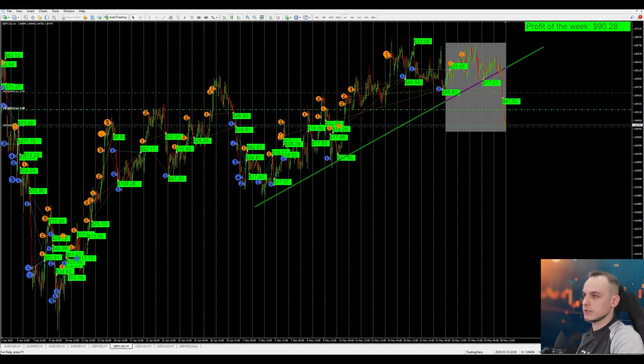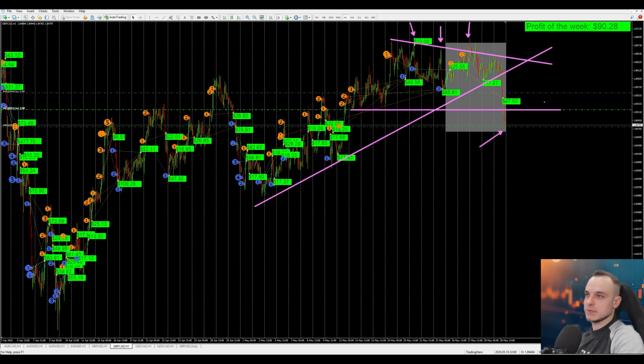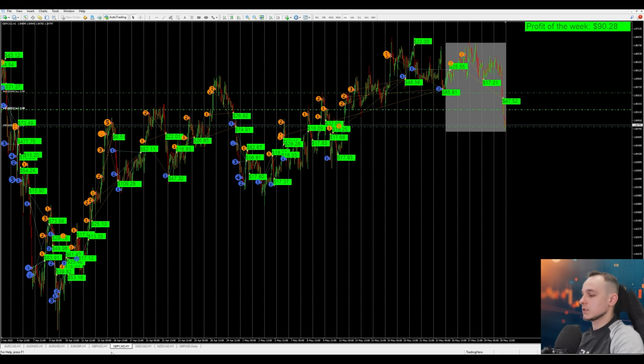From a broader perspective, the uptrend is fading and sellers are gaining strength. We're now trading below the previous lows and we've got a few open buy positions. If the market continues lower, we'll average in and aim to close trades on an upward correction. This week's profit, $90. Next is the US dollar against the Canadian dollar.